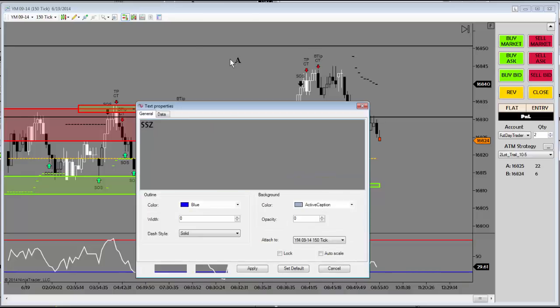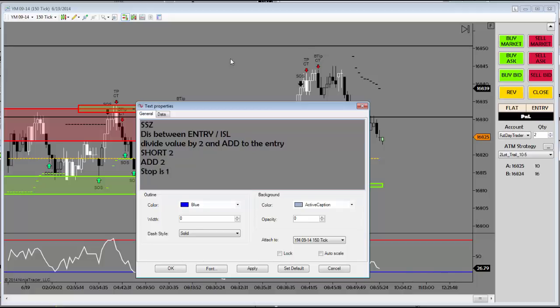Okay, so the static stop zone is the distance between the entry, and this is based on the strategy, and your stop loss. So that's the initial stop loss. We divide this by 50, or by 2 basically, and we take 50% of the range, add to the entry. So in this case, we were short 2. We would add 2. If I add a 50% into that zone, then the stop is 11 ticks, 12 ticks.